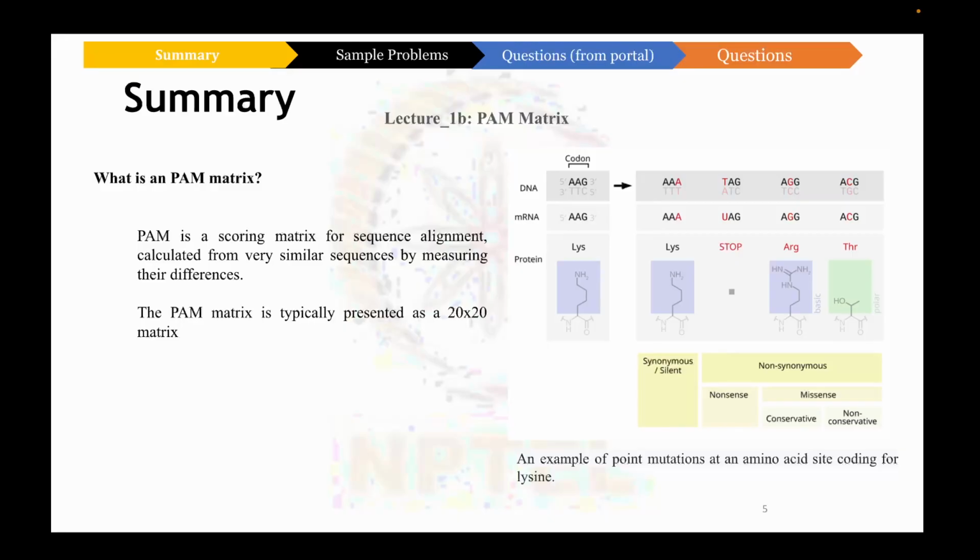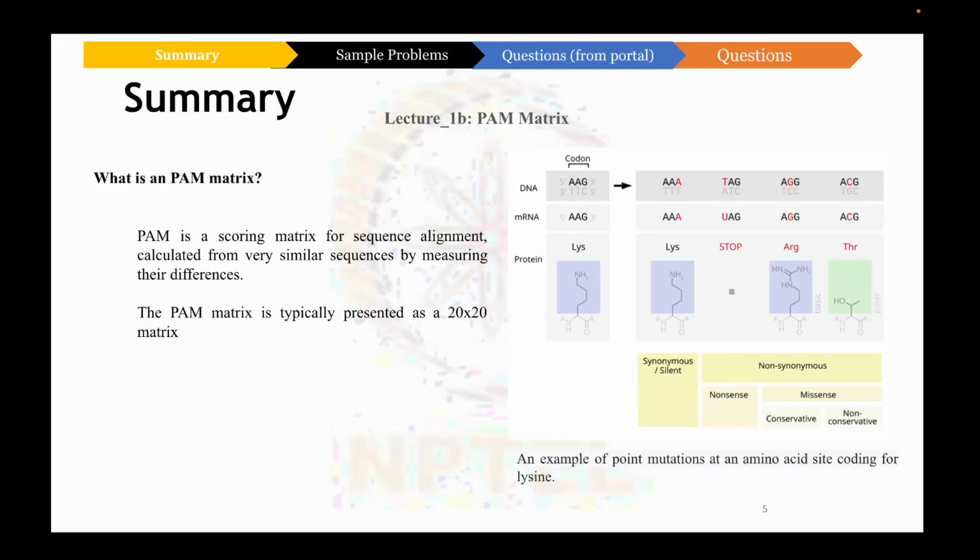Synonymous mutations are often considered silent mutations because they do not result in any change to the protein's primary structure or function. However, synonymous mutations can still have effects on gene expression, mRNA stability, and protein folding kinetics, as they influence factors such as codon usage bias and mRNA secondary structure.